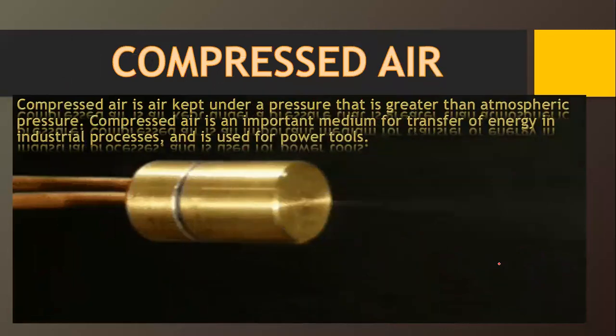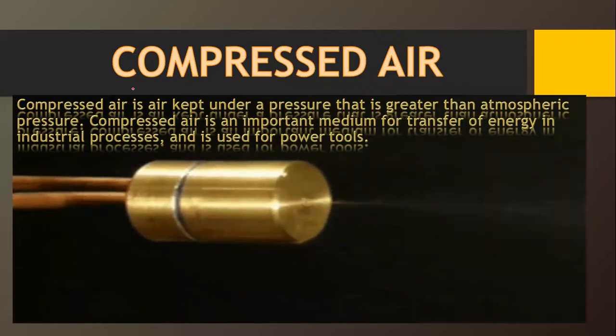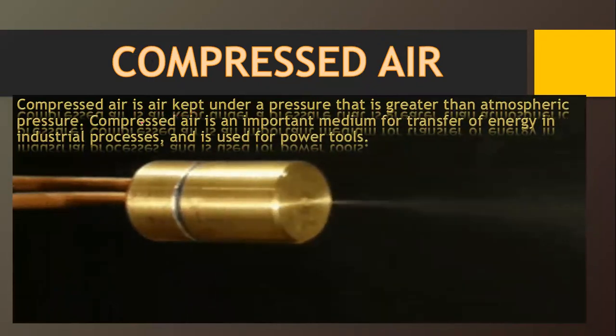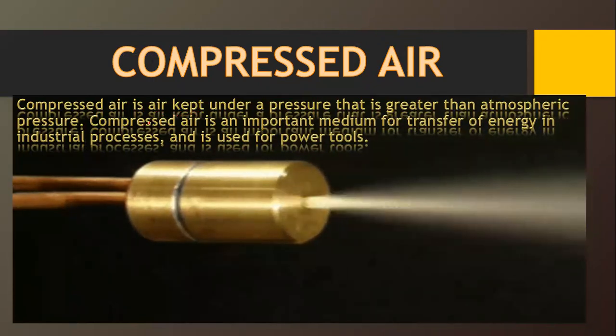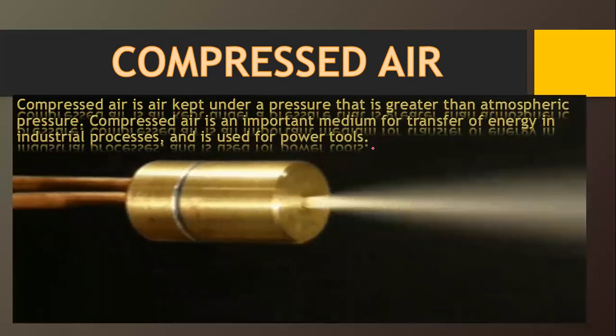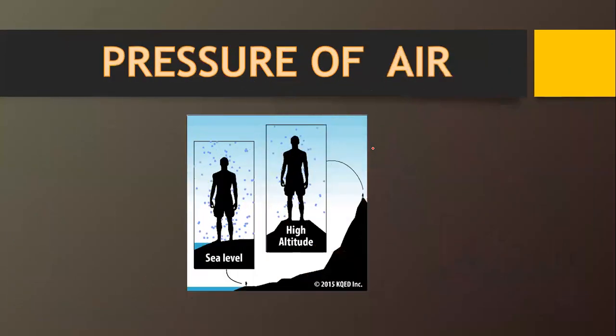Students, here we complete our chapter. Compressed air. Compressed air is air kept under a pressure that is greater than atmospheric pressure. Compressed air is an important medium for transfer of energy in industrial process and is used for power tools. You see here the pressure of air at the sea level and the high altitude.